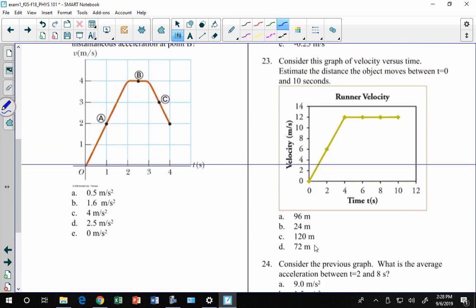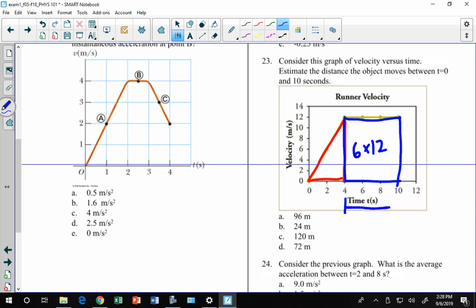I think it was just these two questions. Here I want to know, what is the distance the object moves between 0 and 10 seconds? I don't have a grid on this, so the easiest way is just to draw two shapes. I have a triangle there, a rectangle here. The rectangle is 6 by 12.